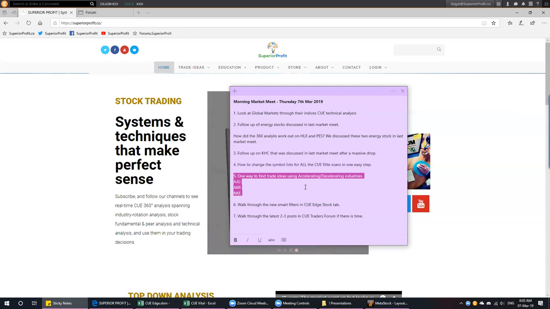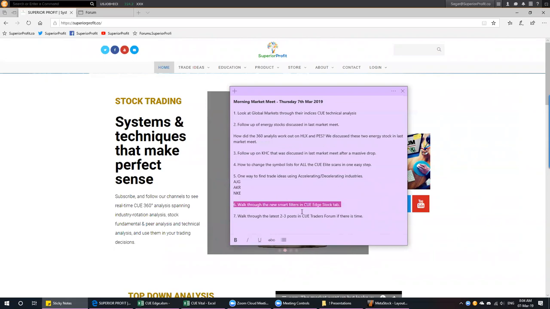We'll try to find some trading ideas using accelerating and decelerating industries. This is one topic that I mentioned in my last market roundup. Because the market is weak, instead of looking at accelerating industries, we may look at decelerating industries and look for shorting opportunities.